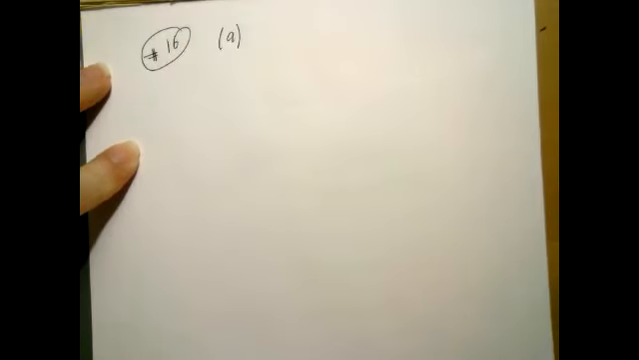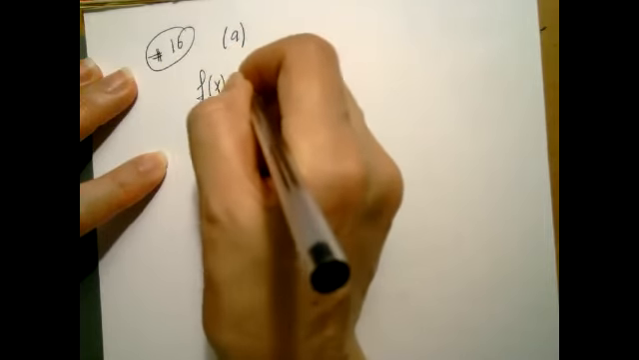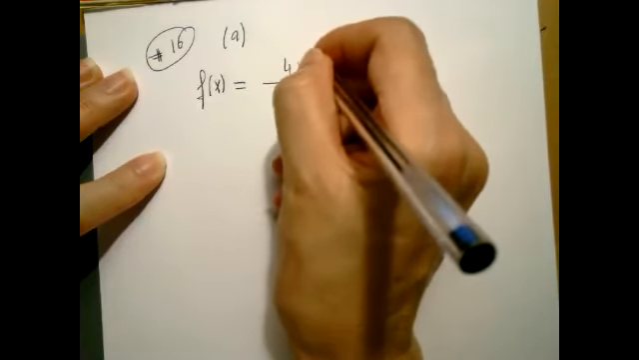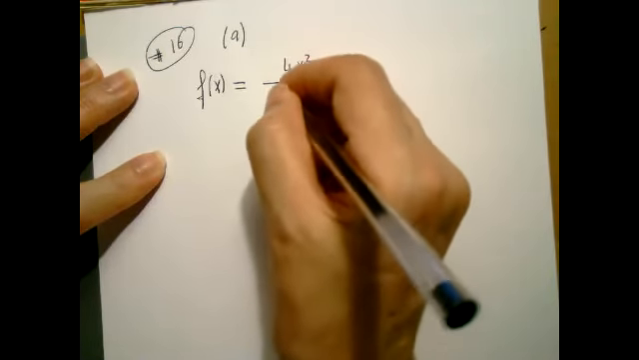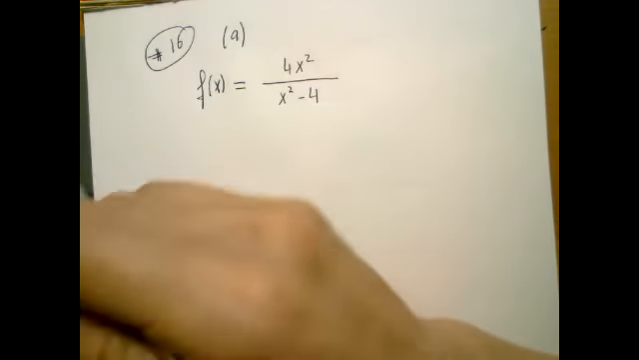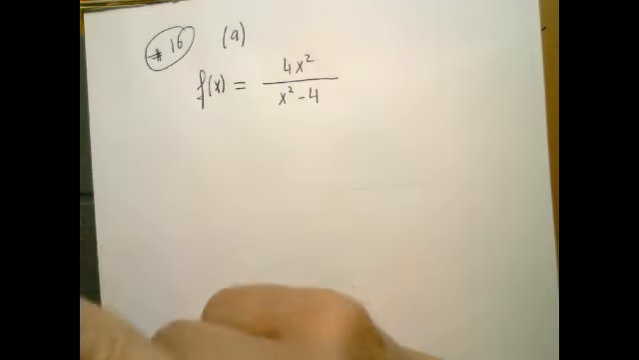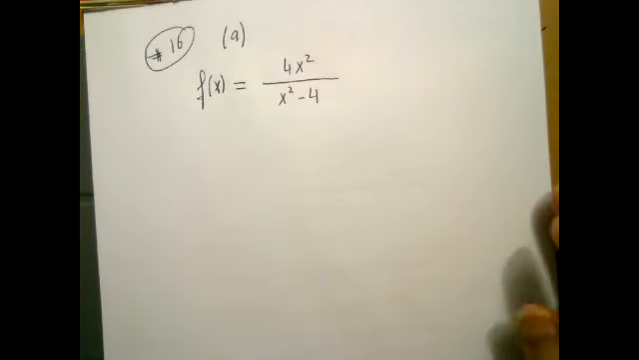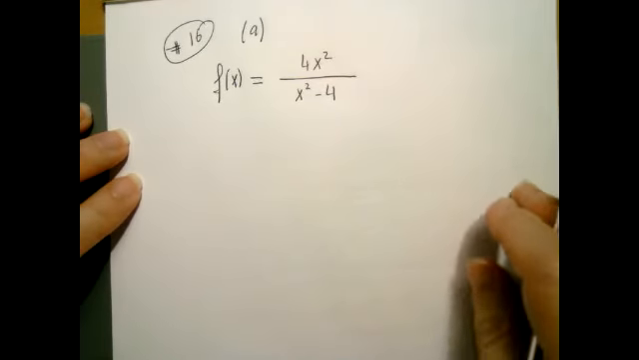So I will do number 16A. Okay. So in this problem, I gave you a function. It's 4x squared over x squared minus 4. And my question is, I want the horizontal asymptote, I want the vertical asymptote, and I want a rough sketch, just like what we did at the beginning, so how intuitively the function is going to look.